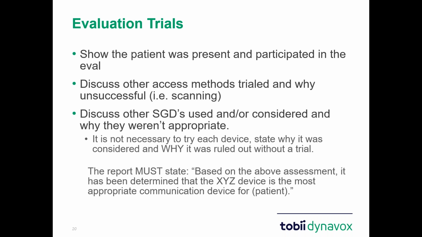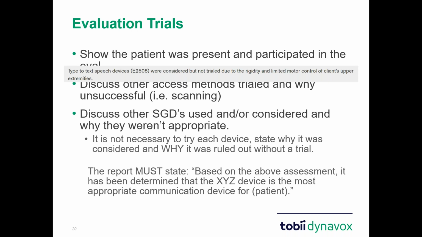So it's not necessary to try each device. State why it was considered and then why you ruled it out without a trial. So the report must state, based on the above assessment, it has been determined that the XYZ device is the most appropriate communication device for the patient. So here's an example of thinking about one, but not specifically trialing it. The type-to-text speech devices were considered but not trialed due to the rigidity and limited motor control of client's upper extremities. So again, you're considering it, but you're not actually seeing the patient with it because you know it's not going to be a good fit.